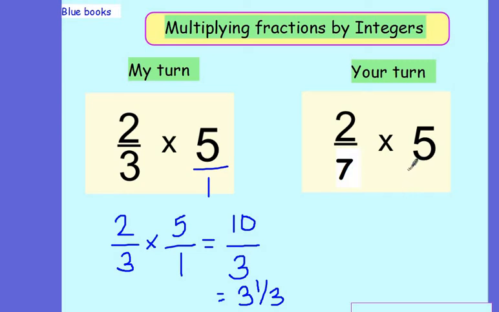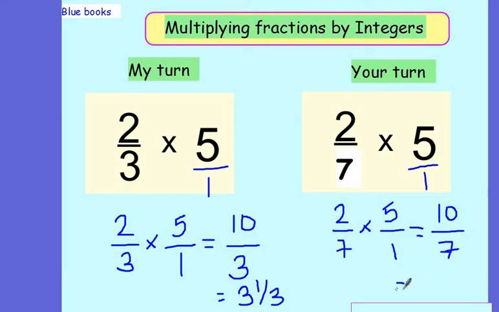Right, let's go through the answer. So in exactly the same way, I can write 5 as 5/1. So I've got 2/7 multiplied by 5/1. I multiply my numerators together. 2 times 5 gives me 10. 7 times 1 gave me 7. And if I wanted to write that as a mixed number, I'd say there is one lot of 7 in 10, and I've got 3/7 left over.